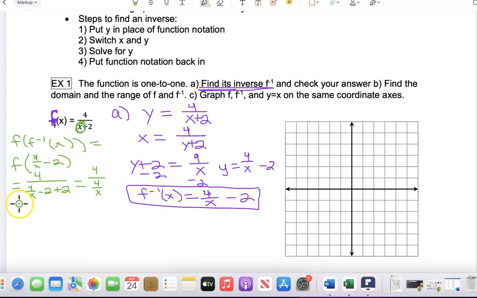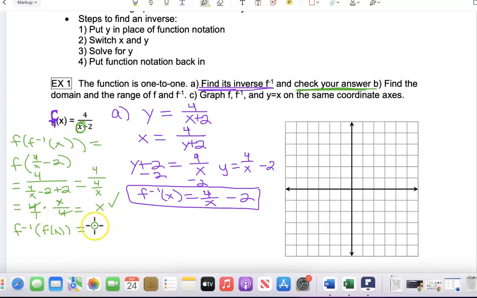So keep, change, flip: keep the 4, change division to multiplication, flip the second fraction. So I've got 4 times x over 4, which is 4 over 1. We know these 4's can cancel each other out, so I've got x over 1, which is just x. So I've proven that f of f inverse simplifies to x. Now I'm not done checking my answer until I also show that f inverse of f simplifies to x. So f inverse of f of x.